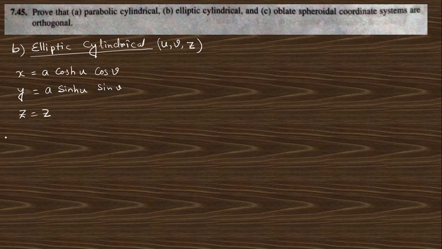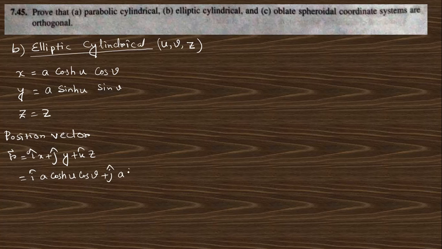So the r vector, that is the position vector, can be written as r vector is nothing but i cap x plus j cap y plus k cap z. Put in the values: i cap x is a cos hyperbolic u cos v, plus j cap y is a sin hyperbolic u sin v, and k cap z.